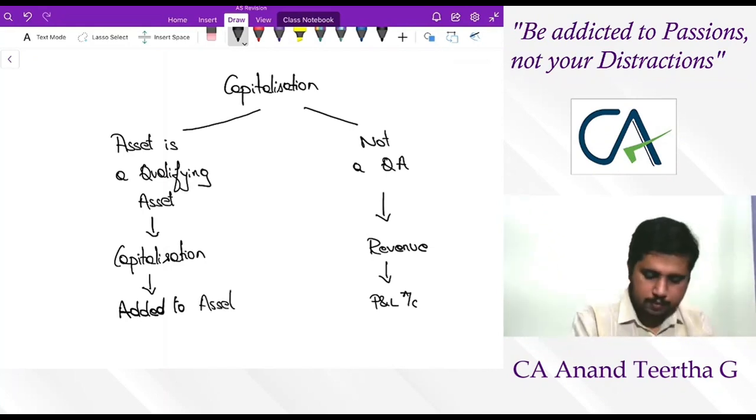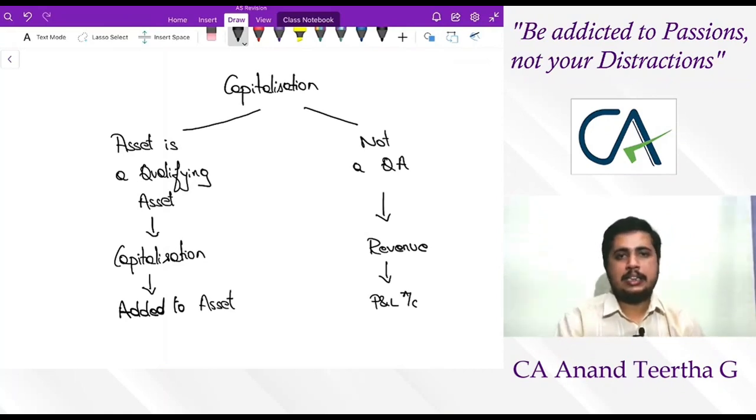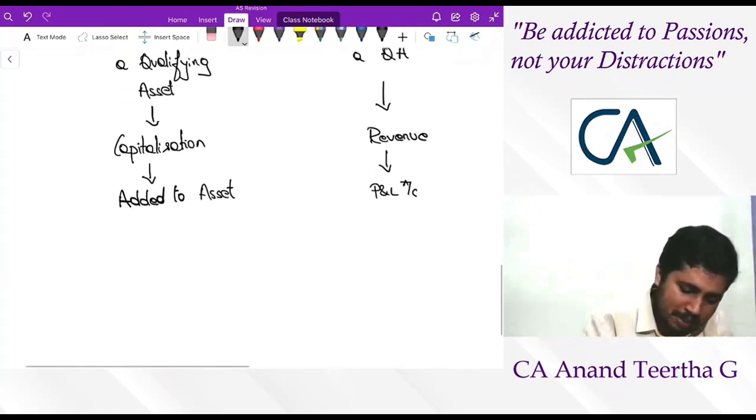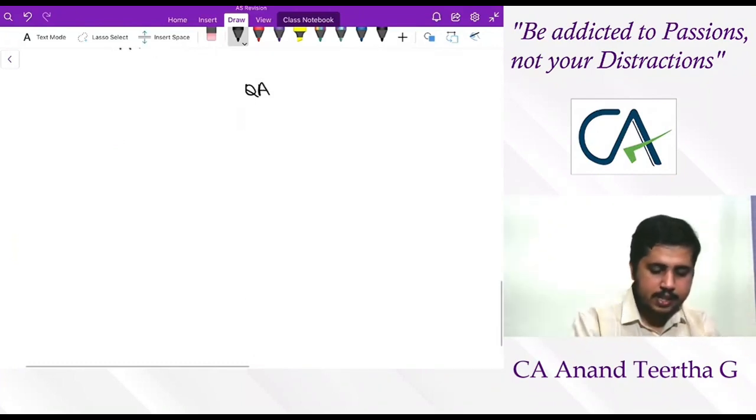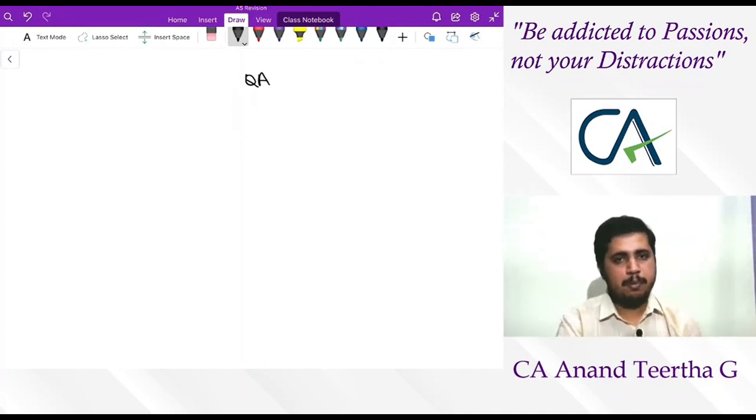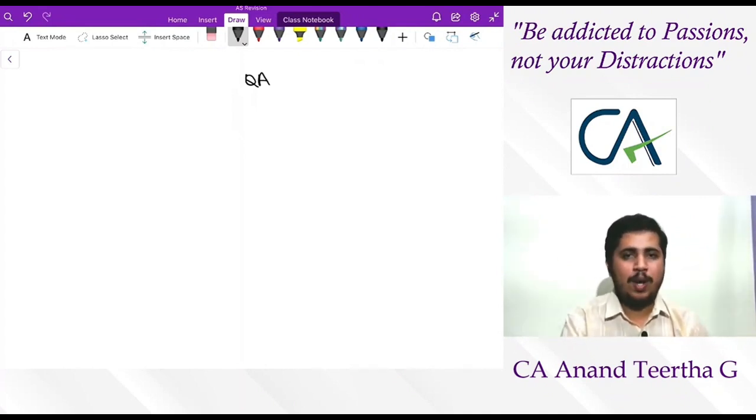So now we have to learn one other stuff. What do we mean by qualifying asset then? Only if it's a qualifying asset, it is allowed for capitalization purpose. So what do we mean by a qualifying asset?